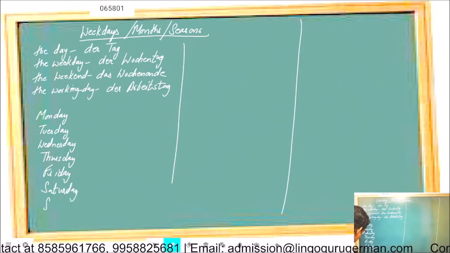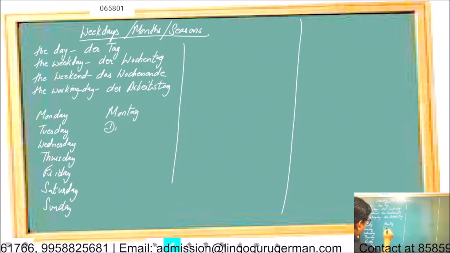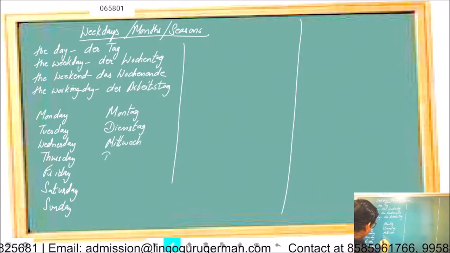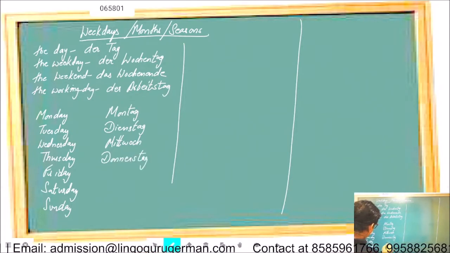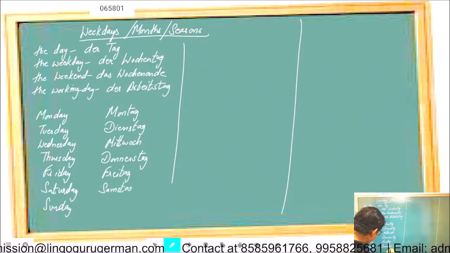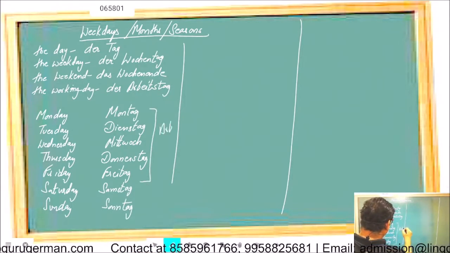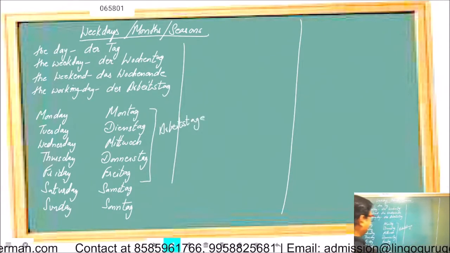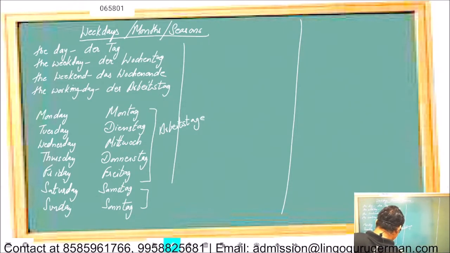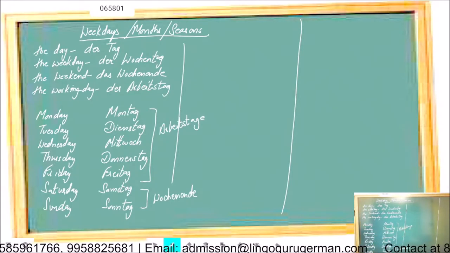Saturday, Sunday. So Montag, Dienstag, Mittwoch, Donnerstag, Freitag, Samstag, Sonntag. The first 5 days, they are known as Arbeitstage. Arbeitstage, work days, working days. Here, Wochenende. First 5 days are Arbeitstage, then we have Wochenende.